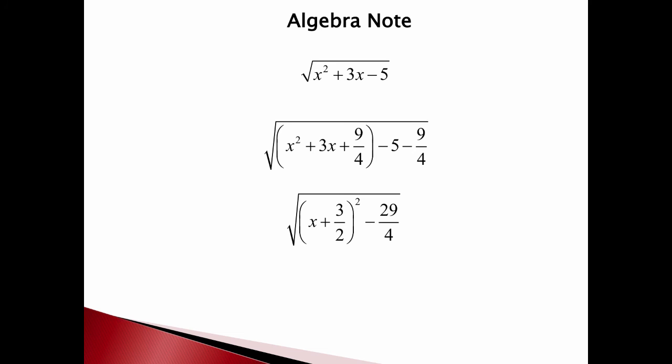Then the -5 minus 9/4 becomes -29/4 when we do a little arithmetic with some fractions. Now we have a square root with something squared minus a number. That's the kind of thing that looks like it's susceptible to trig substitution. So here's an example now.